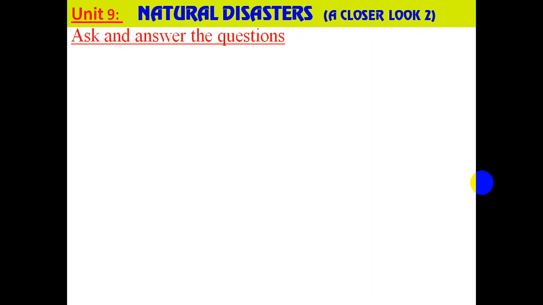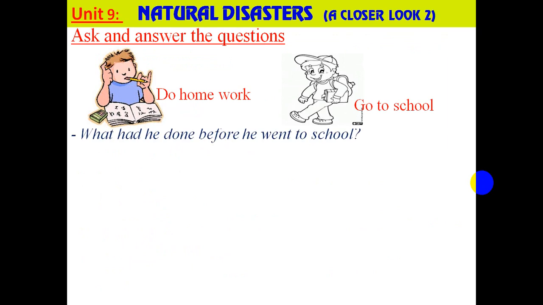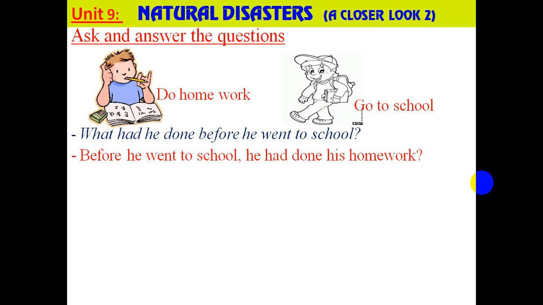Okay. Now come on, ask and answer the questions. Look at the picture. Do homework. The second picture. Go to school. What had he done before he went to school? Before he went to school, he had done his homework. The action doing homework happened before going to school. Going to school is an action happened after.